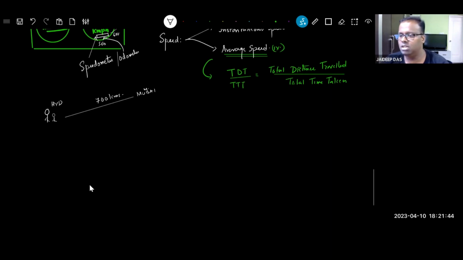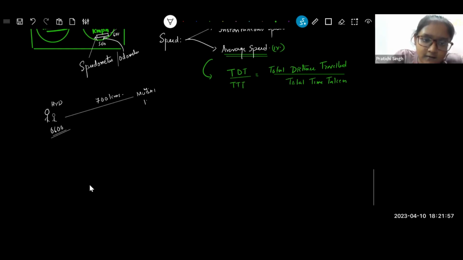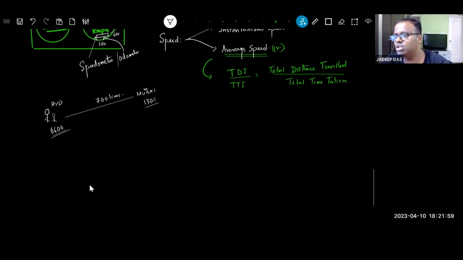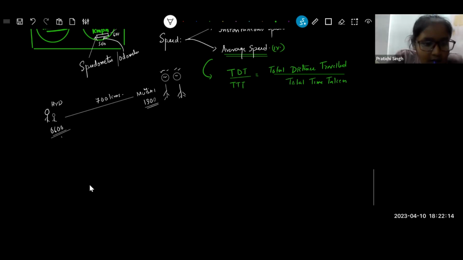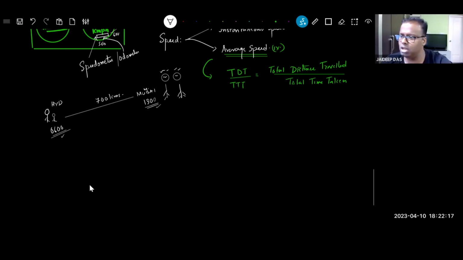Now this person started his journey at around 6 a.m. in the morning, and at 7 with 6, how much is 6 plus 7? 13. At 1300, this person has reached Mumbai. Now in Mumbai, the senior members of the house are there. Instead of greeting them, they are all having frowning faces. Kitne baje shuru kiya tha? 6 baje shuru kiya tha. 1 baje Bombay aa gaya. You reached Bombay.